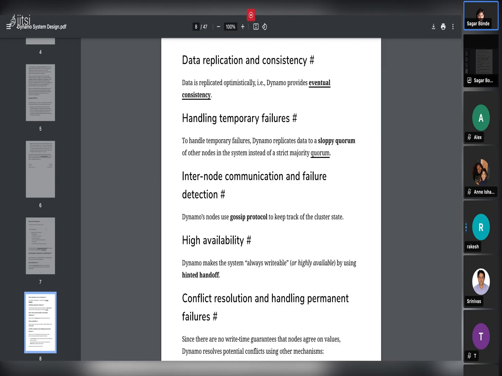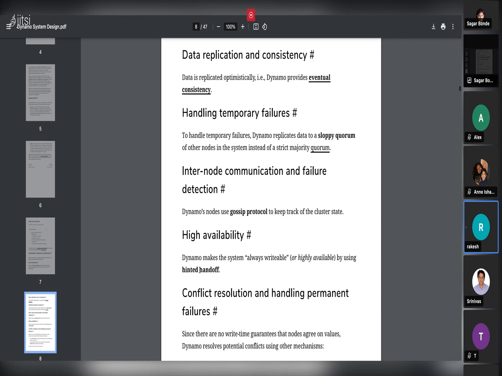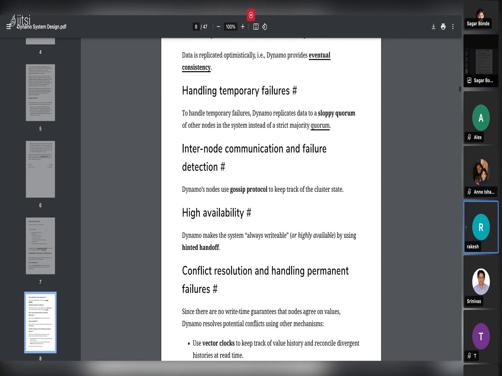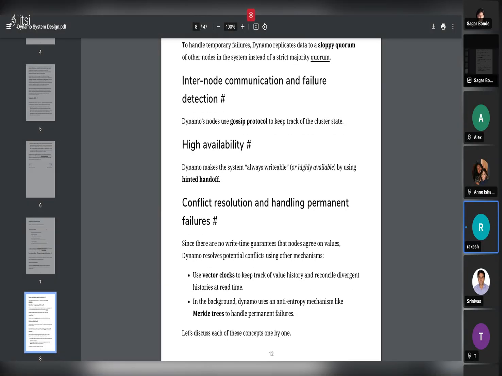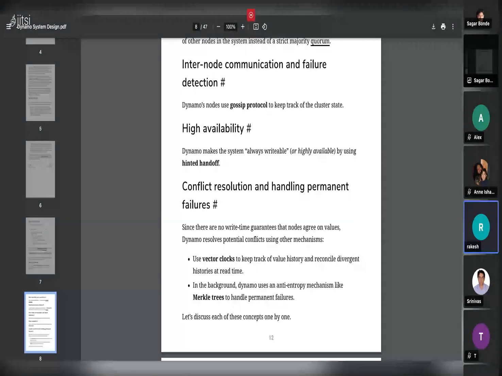Inter-node communication and failure detection. Dynamo nodes use gossip protocols to keep track of cluster state. Okay, yeah, that is famous. High availability: Dynamo makes the system always writable by using hinted handoff.